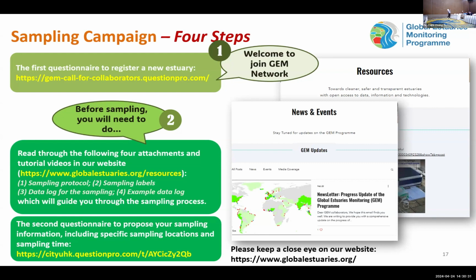It means you need to provide, because usually in an area we ask for four sampling locations from upstream to the outer area. So in this questionnaire, you will need to provide the specific GPS of the sampling locations to show which locations you would like to take samples. And you would also need to show the sampling time. You propose a sampling time, and we will usually send out the sampling kit to you at least half a month before the sampling time, so that we will have enough time to do preparation.